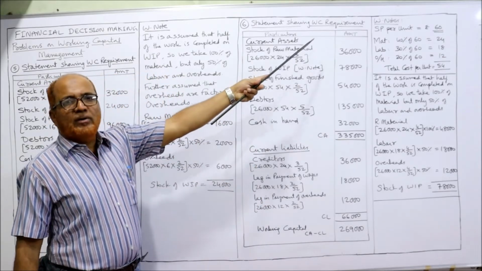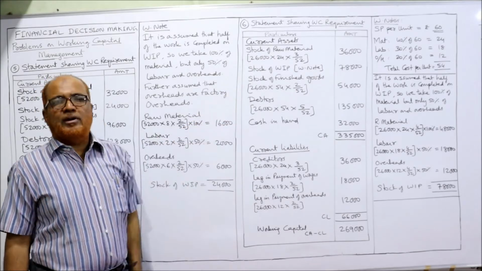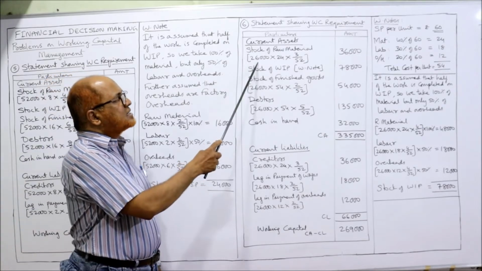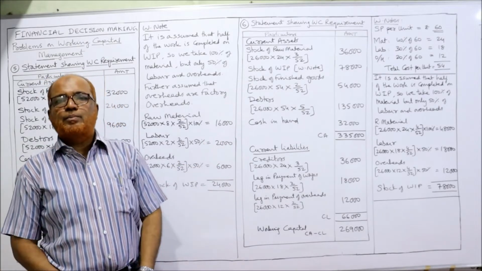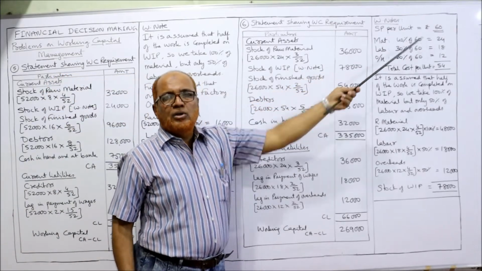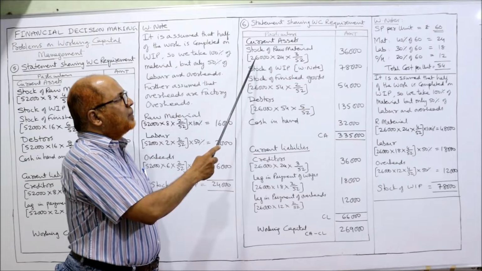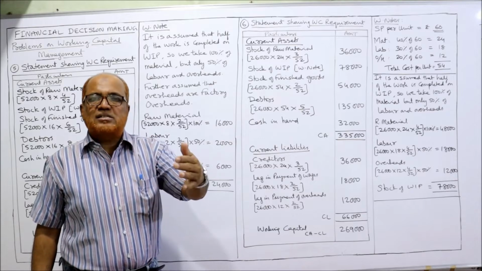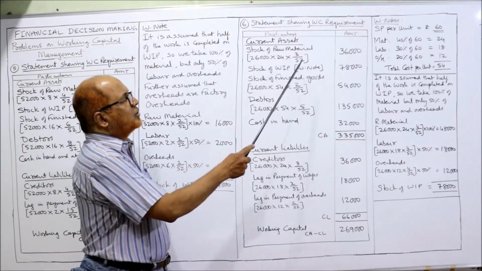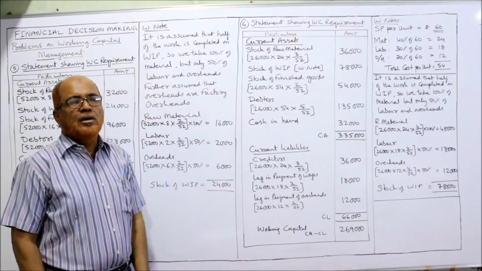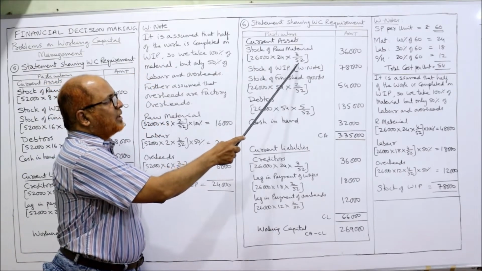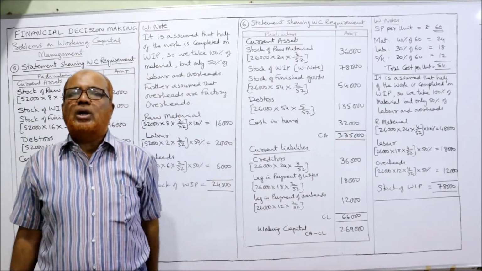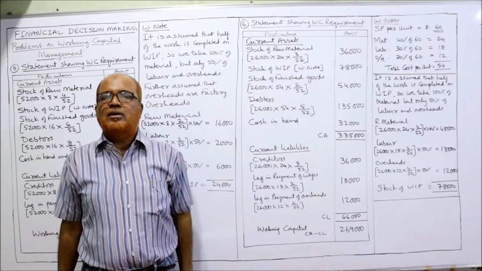So here statement showing working capital requirement, current assets are stock of raw material. How many units are we making in production? 26,000 given in the first line. 26,000 units into material cost per unit, 24 rupees. So if you multiply 26,000 into 24, for 1 year material we will get. But how many weeks is the stock of raw material? 3 weeks. So 3 by 52. It comes to 36,000. Multiply 26,000 into 24 into 3 by 52, 36,000. Stock of work in progress. Again, it depends on our assumption. Nothing is given in the problem.